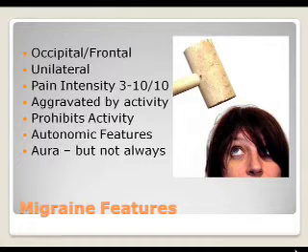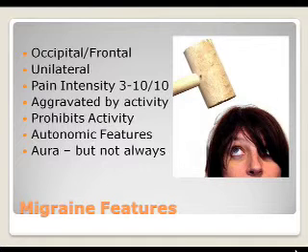Autonomic features, these are things that show up that you don't see with other headaches. They can be everything from nausea, dizziness, some type of sweating that comes along with this. So these are other features that you might find associated with a migraine that you wouldn't typically find with a tension headache. And an aura.